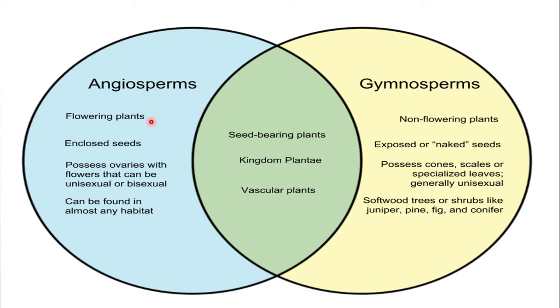Okay, so yung seeds naman ni angiosperms are enclosed in fruits, okay? However, yung seeds ni gymnosperms are naked, no, wala naka-enclose sa isa ka fruit. So angiosperms possess ovaries with flowers that can be unisexual or bisexual. Si gymnosperm naman possess cones, scales, or specialized leaves, generally unisexual. Okay? So angiosperms can be found in almost any habitat. However, si Gymnosperms includes only softwood trees or shrubs like juniper, pine, fig, at saka yung conifer.